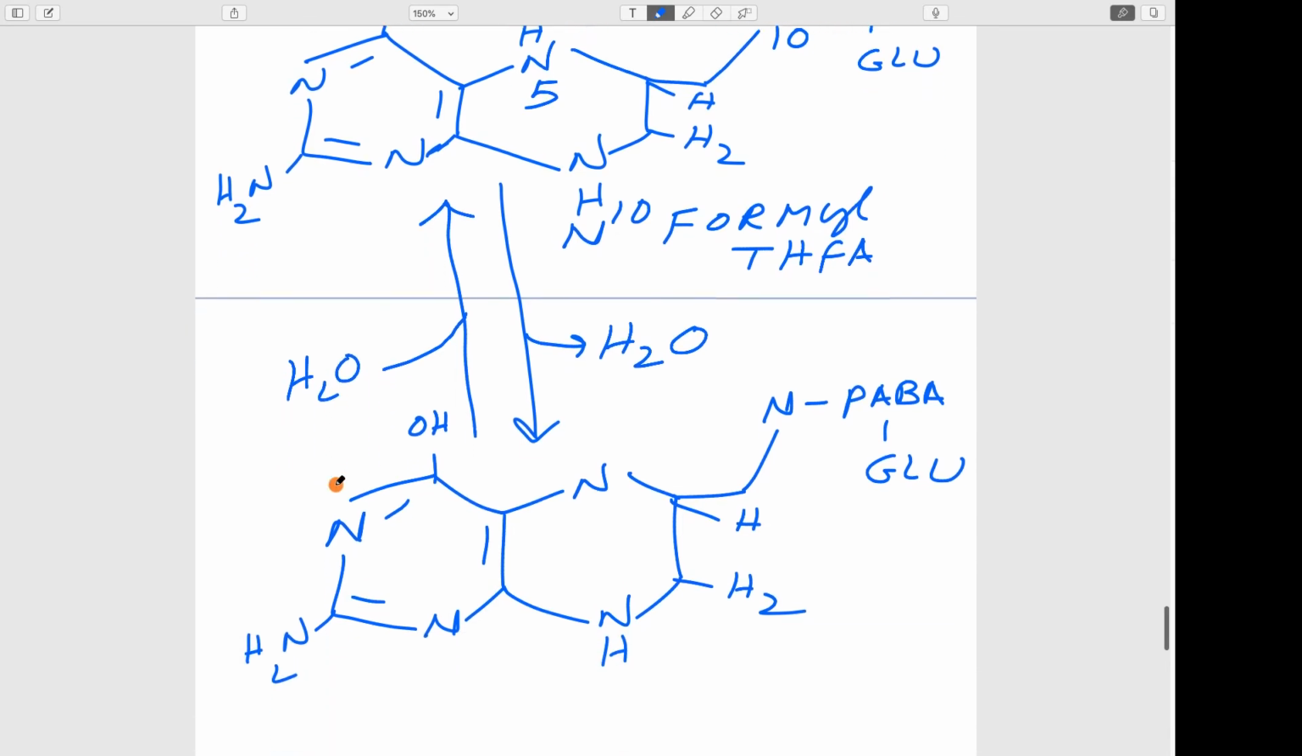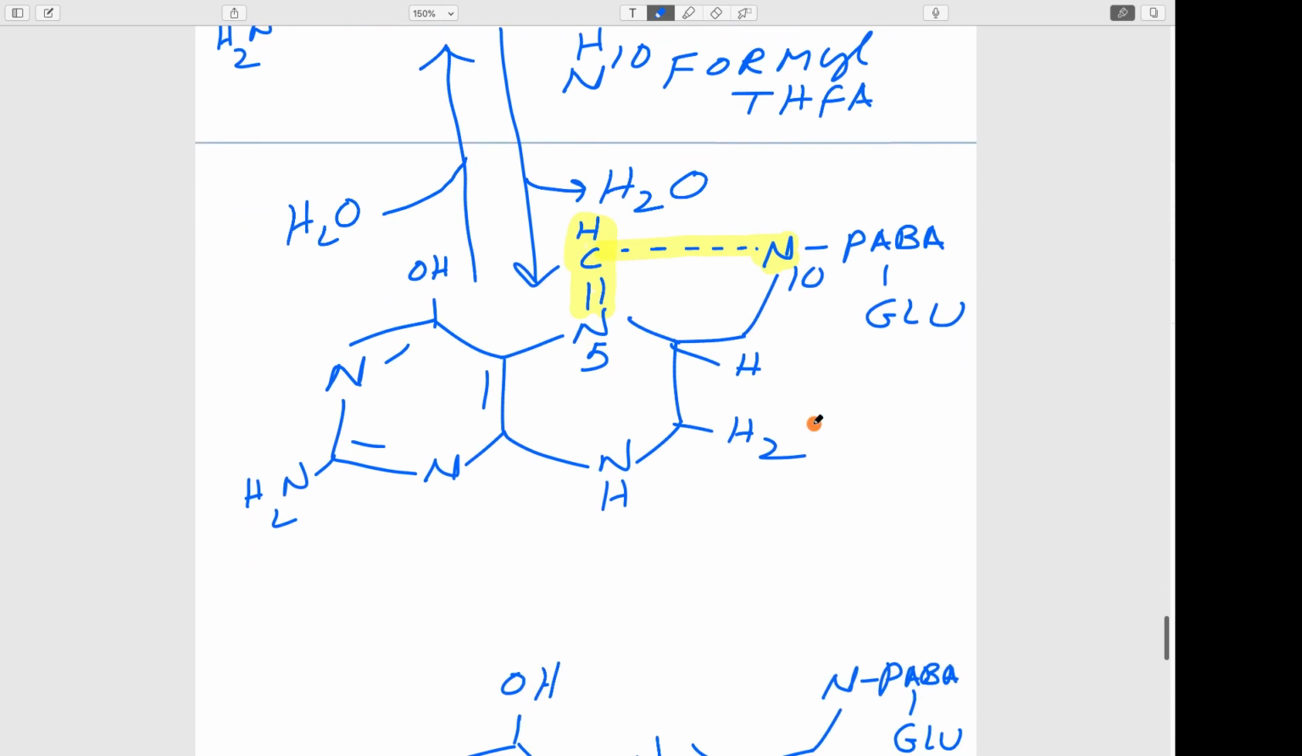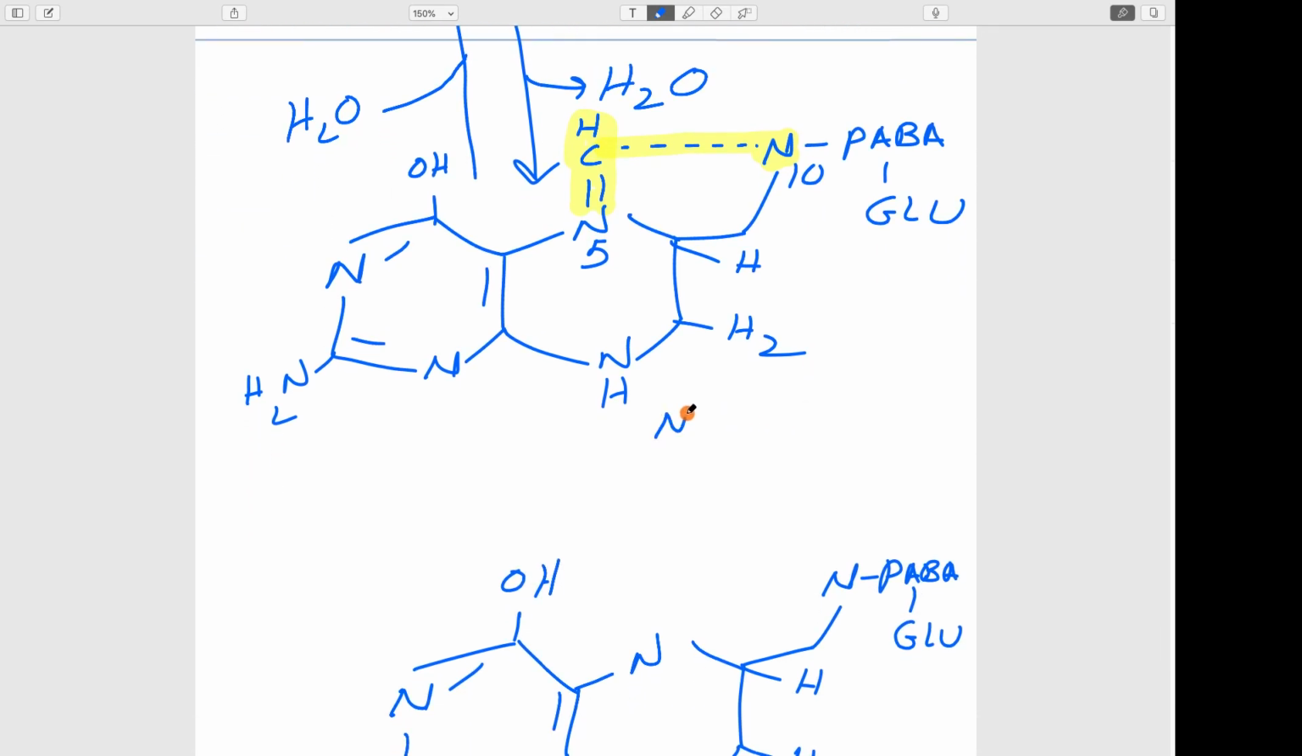Then what happens here? Again, this is 5 and this is 10, and both N5 and N10 are involved. We call this N5, N10 methenyl. There is a double bond, methenyl. So it is N5, N10 methenyl THFA.